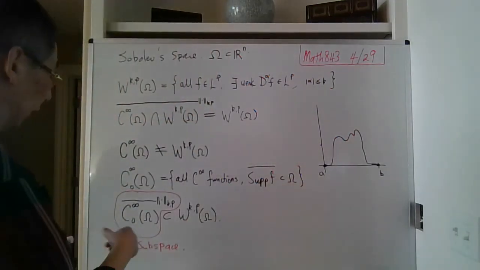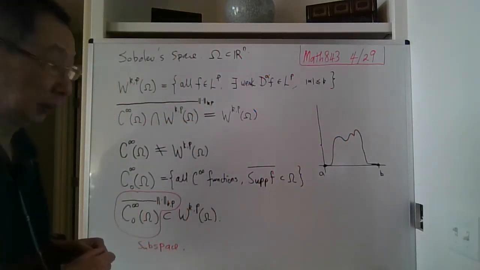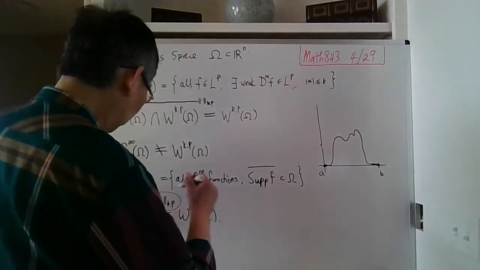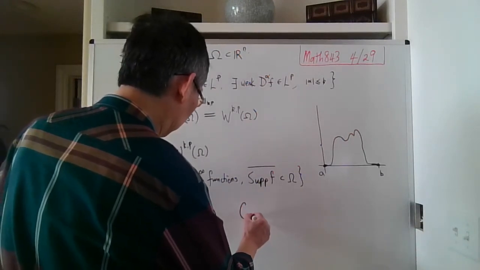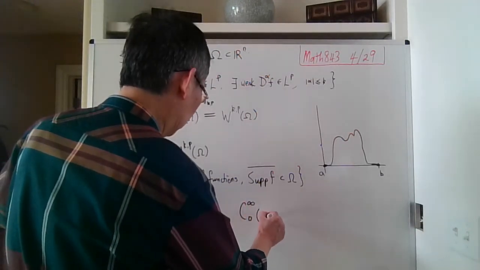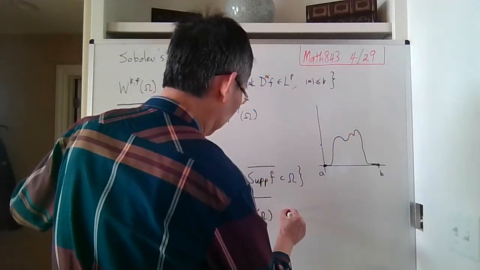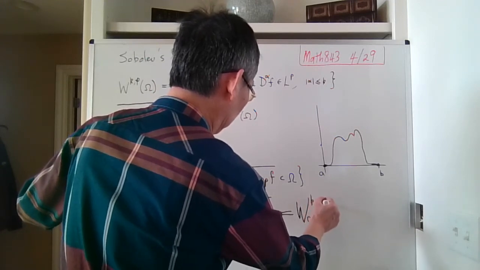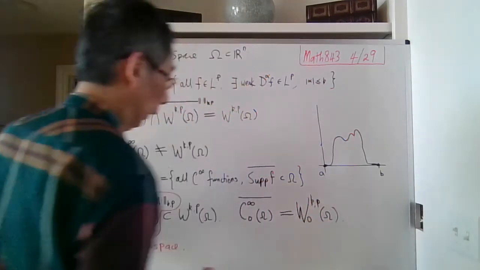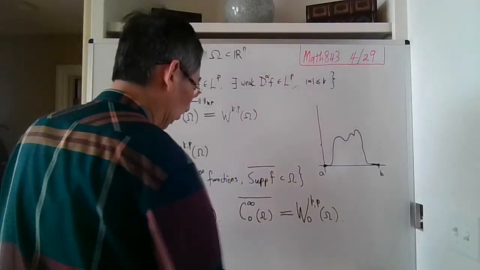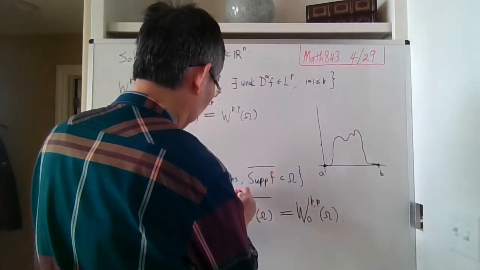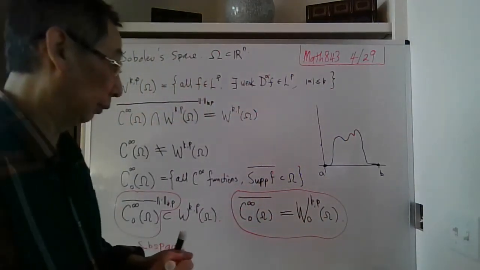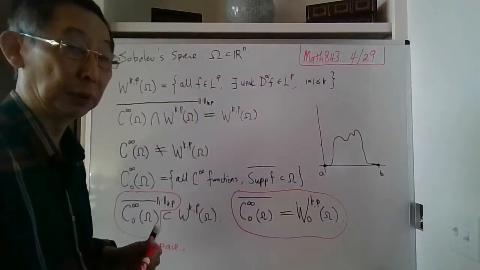Okay, so therefore this is not going to be the entire space, and we're going to give a name for this subspace. This closure of C_0^∞(Ω) is defined to be W_0^{k,p}(Ω). Okay, so that's a new concept here. This is the main thing we're going to talk about today. So W_0^{k,p} is a subspace of W^{k,p}.